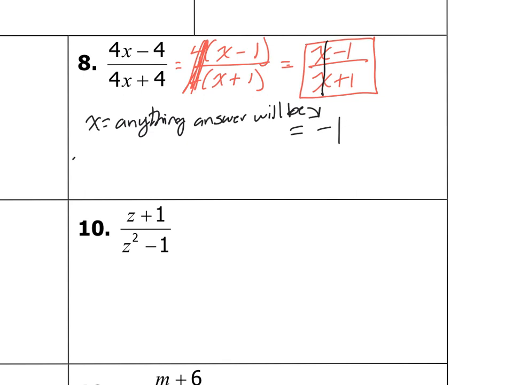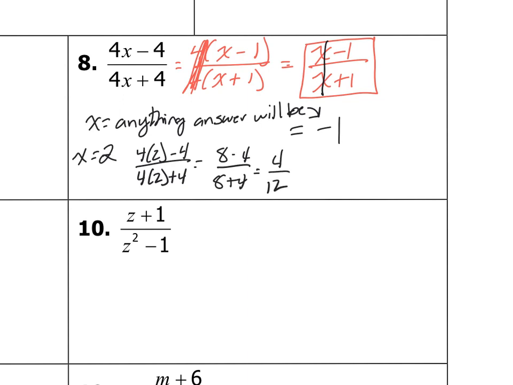Let's see. Well, what if x equals, let's try 2. Let's not do a negative one. Let's say x equals 2. So let's figure out what that equals. I'm going to put a 2 into the top. So I'm going to go 4 times 2 minus 4 over 4 times 2 plus 4. So 8 minus 4 over 8 plus 4 is 4 over 12, which does not equal -1. So that's why I cannot cross the x's out.